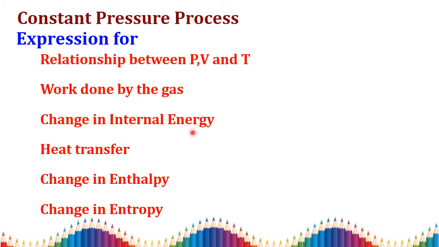Change in internal energy, delta U, is equal to mass into specific heat capacity at constant volume into change in temperature. For heat transfer, from the first law of thermodynamics, Q is equal to W plus delta U, so we can derive heat transfer. For change in enthalpy, from the Gibbs function H is equal to U plus PV, by differentiating and integrating the equation we can find the change in enthalpy. Change in entropy also we can derive from the first law of thermodynamics in terms of volume and temperature. From that base equation, applying the condition for the constant pressure process, we can derive the change in entropy for the constant pressure or isobaric process. So let's see one by one.